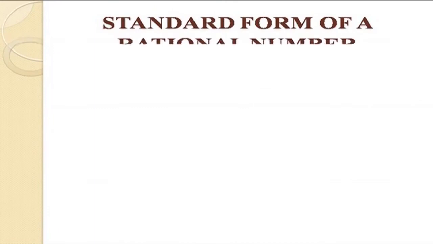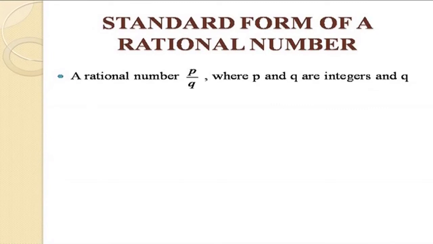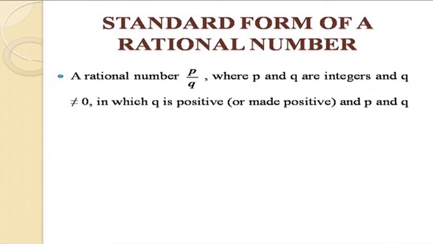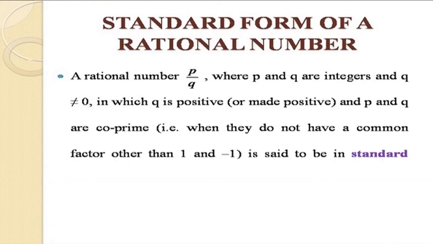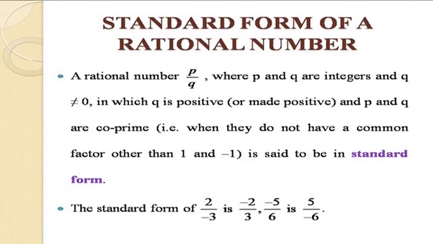Now the question is, what is the standard form of a rational number? A rational number p by q, where p and q are integers and q not equal to 0, in which q is positive or made positive, and p and q are co-prime, that is, they do not have a common factor other than 1 and minus 1, is said to be the standard form of a rational number. For example, the standard form of 2 by minus 3 is minus 2 by 3, and of minus 5 by minus 6 is 5 by 6.